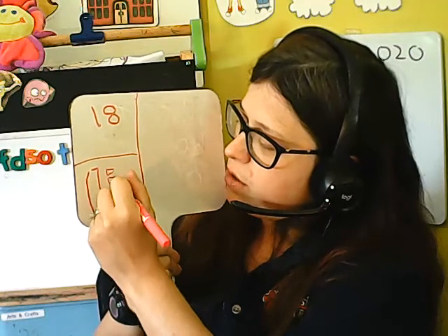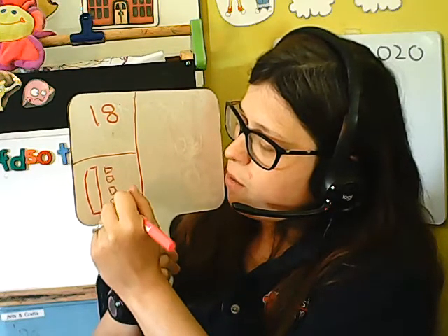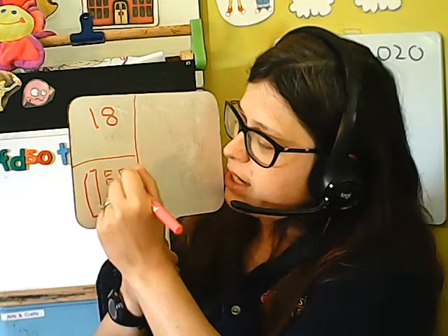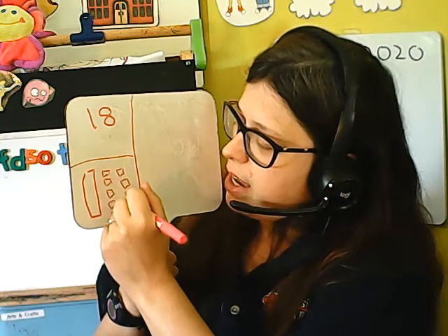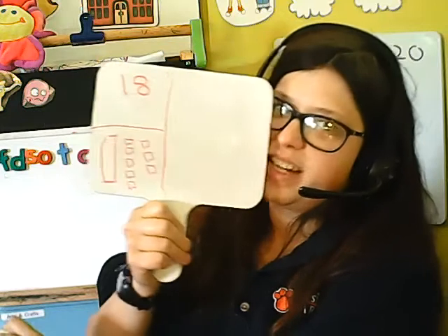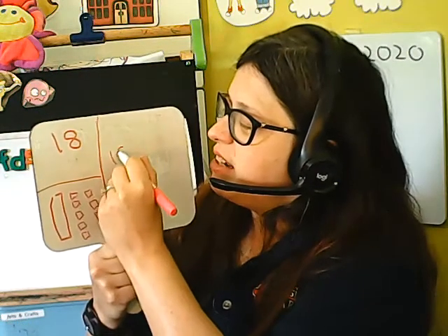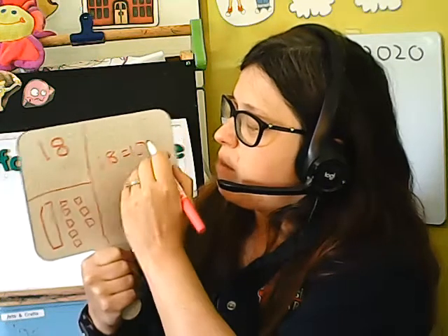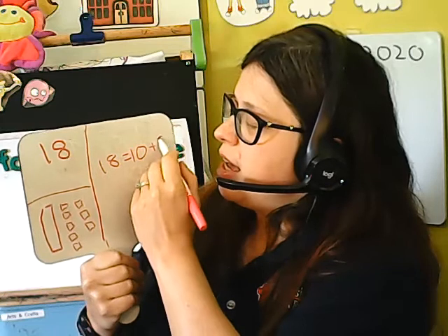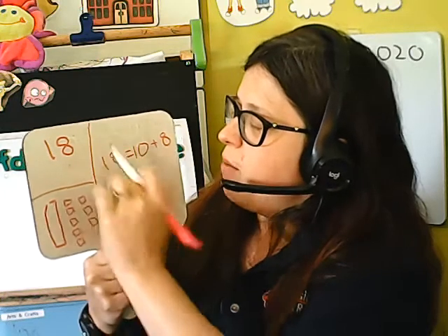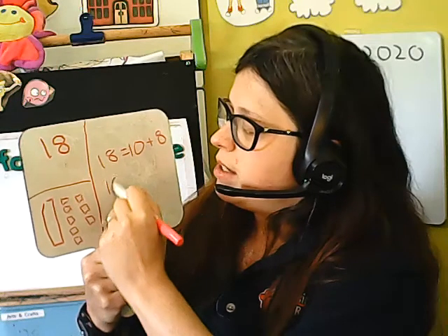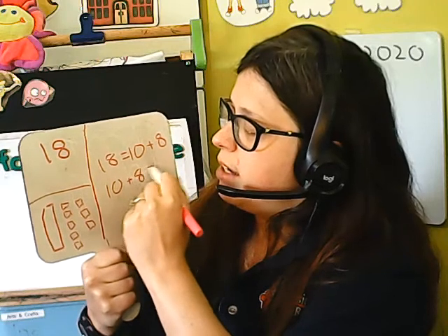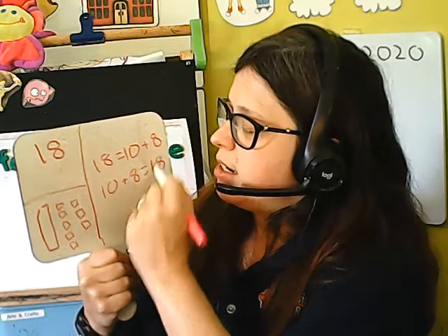1, 2, 3, 4, 5, 6, 7, 8. And I'm going to represent it using an equation. 18 equals 10, there's my 1 ten, plus 8, my 8 ones, or 10 plus 8 equals 18.